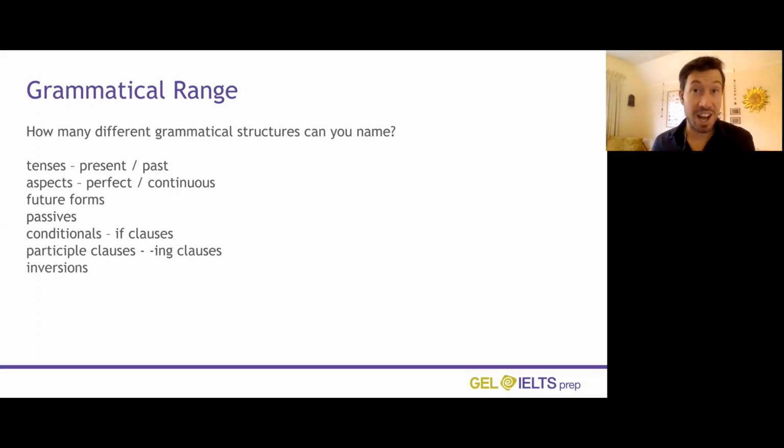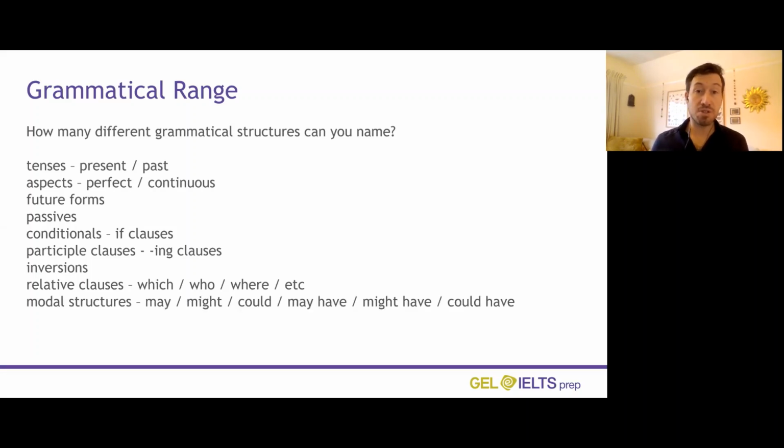Now, these are quite high-level structures, inversions, but if you know them and you're familiar with them, you can use them in your speaking to get higher marks. Relative clauses, like we saw with which, who, where, when, those types of things. And modal structures like may, might, could, or may have, might have, could have. And you could have some emphatic structures or cleft sentences.